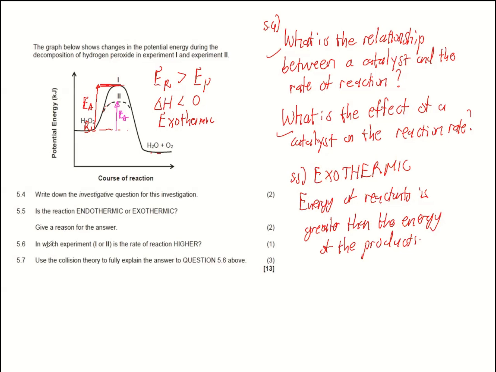And then 5.6 says, in which experiment, 1 or 2, is the rate of reaction higher? Obviously, it has to be experiment number 2, since the activation energy has been lowered. And with the activation energy being lowered, it means that there are now more particles that will produce effective collisions. So experiment number 2.